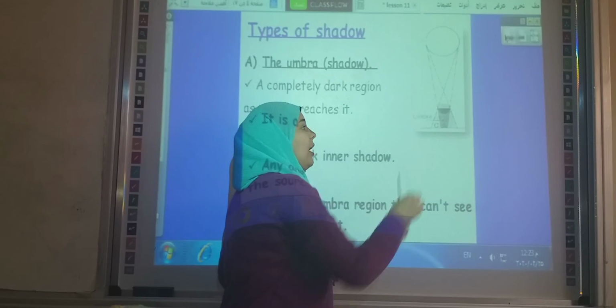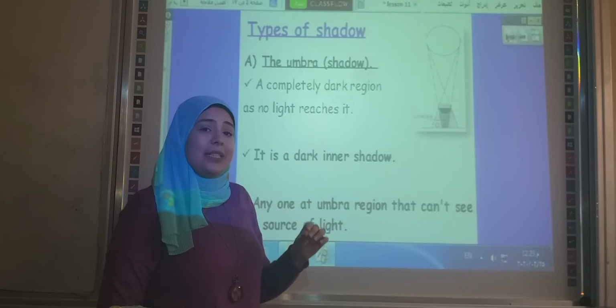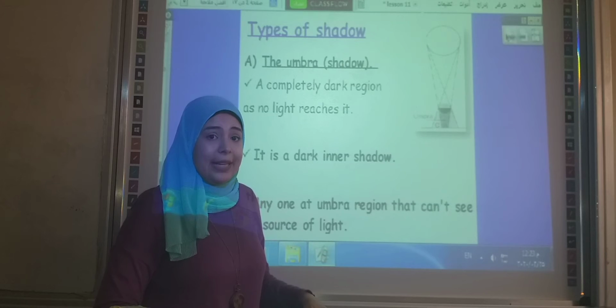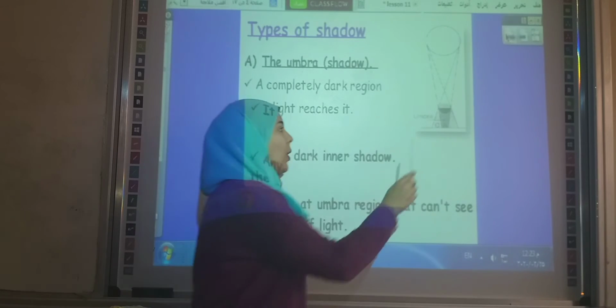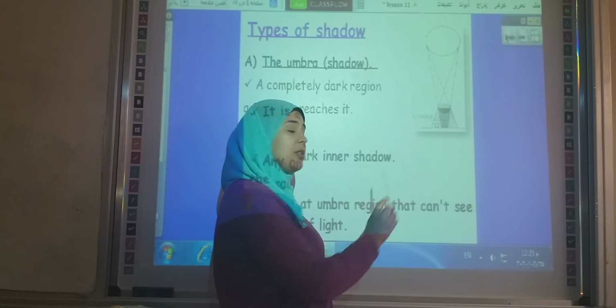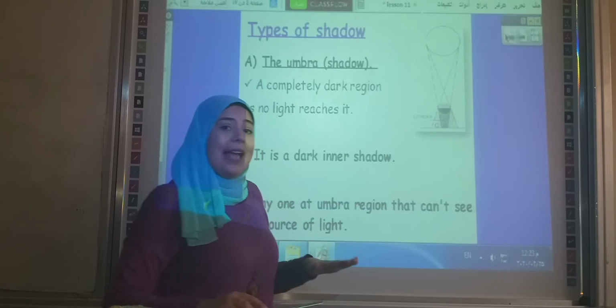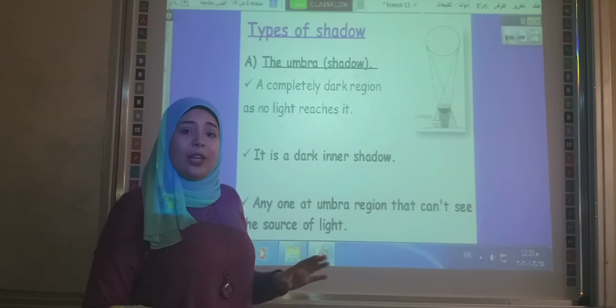In this area, anyone can't see the sun, or can't see the source of light completely. It will be dark. So what is the umbra region? It's the dark inner shadow. Anyone in this area can't see the sun, can't see the light completely.